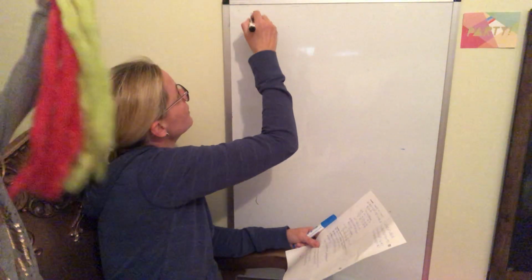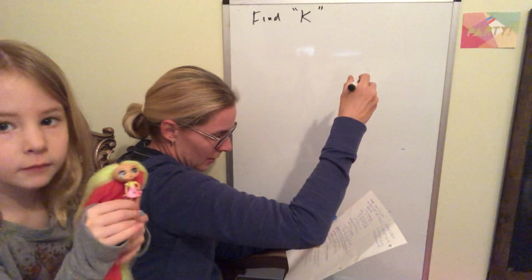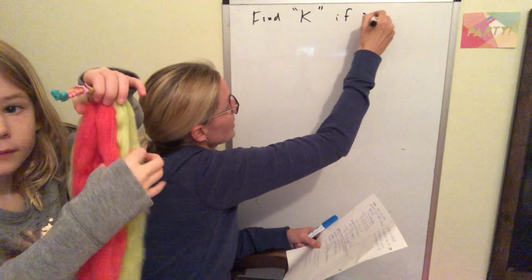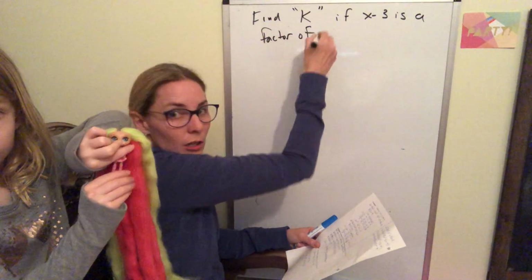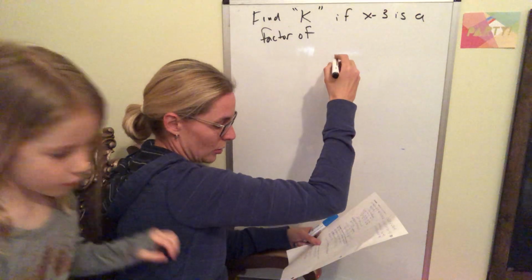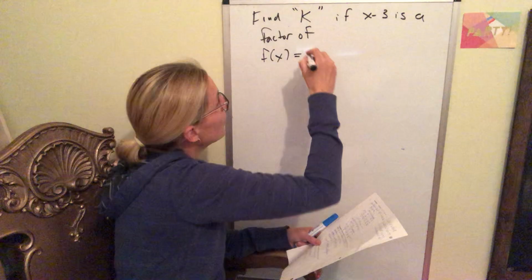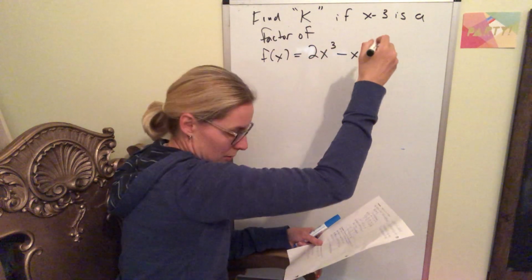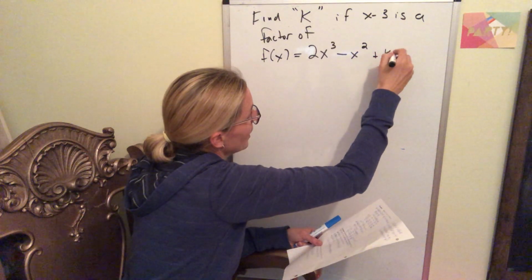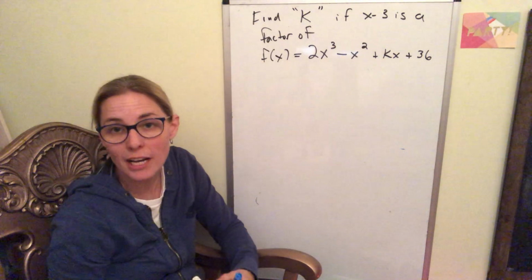Example 3 looks like this. Find k, whatever k is, if x minus 3 is a factor of f of x equals 2x cubed minus x squared plus kx plus 36. That's what we are looking for. Find k if it is in fact a factor.